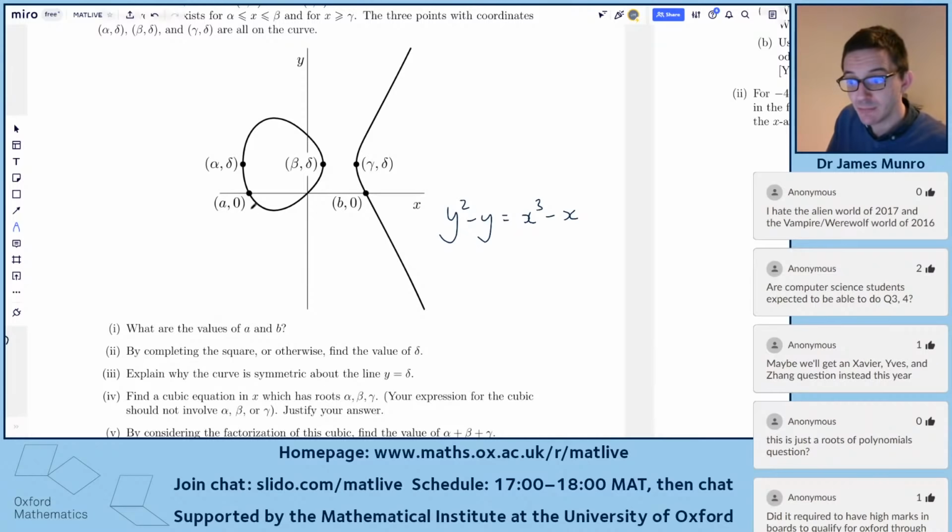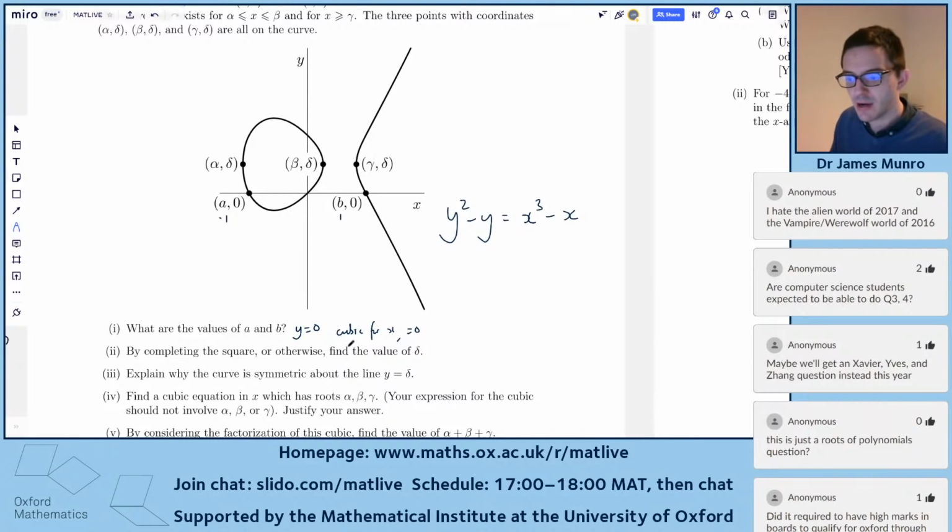We're asked about A and B, which are the points where y equals 0. Y equals 0 gives us a great way in, because now it's a cubic for x. Some cubic for x equals 0. We can solve that to find those numbers. I think they turn out to be -1 and 1.